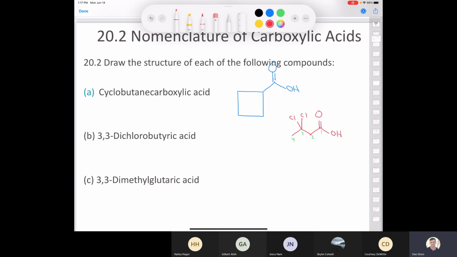And in the next one, we've got glutaric acid. How many carbons are there in glutaric acid? Let's see, we've got 2, 3, 4, 5, 6. So we've got a total of 5 carbons. So we've got 1, 2, 3, 4, 5 carbons. And on the 3rd carbon, we've got 2 methyl groups, just like that. So there's 3,3-dimethyl glutaric acid.